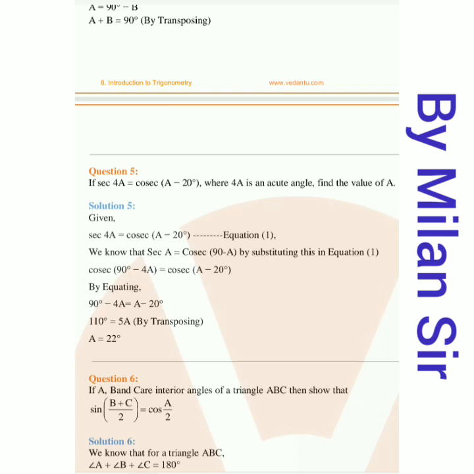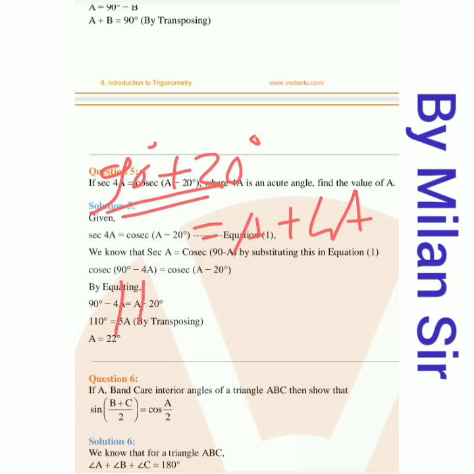Now transfer 4a to the right hand side and transfer 20 to the left hand side. So on one side collect a, and on the other side collect the constant values. On the left hand side 90 is already present, and this minus 20 if I transfer to the left hand side becomes plus 20. Then equals, here a is already present, and transferring 4a to the right hand side it becomes plus 4a. So on the left hand side 90 plus 20 is 110, and a plus 4a is 5a.